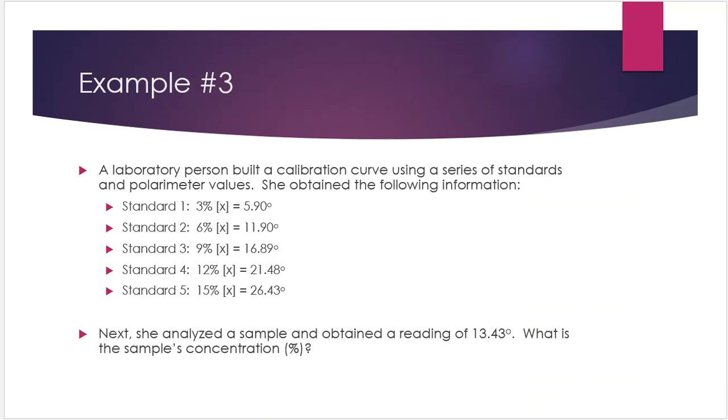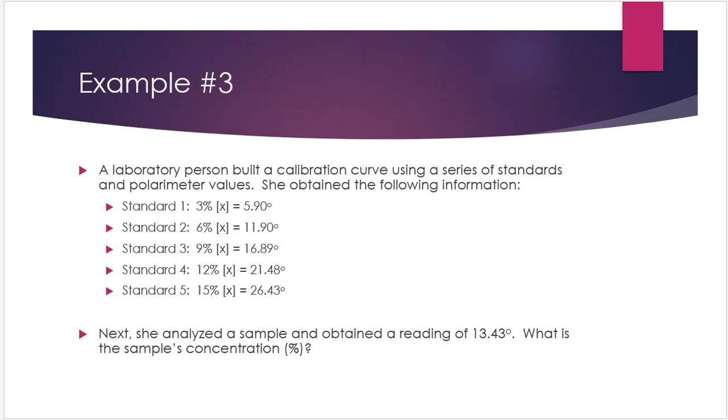A laboratory person built a calibration curve using a series of standards and polarimeter values, and she obtained the following information. Standard number 1 was a 3%, and a 6, and a 9, and a 12, and a 15. And those standards ran 5.9, 11.9, 16.89, 21.48, 26.43. And then next, she got an unknown sample. She didn't really know its concentration, and she got an observed optical rotation for it of 13.43. And it says, what is the sample's concentration in terms of percentage?